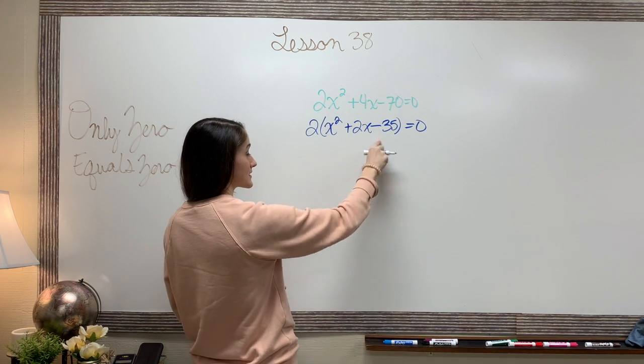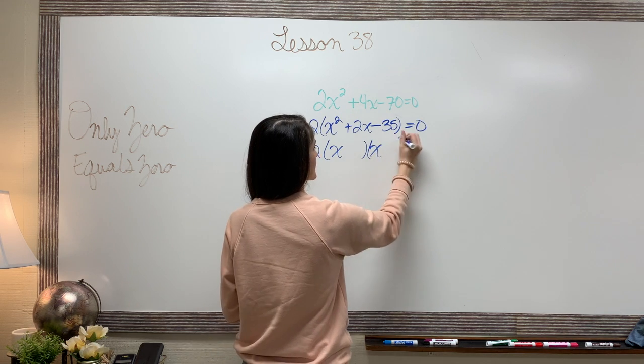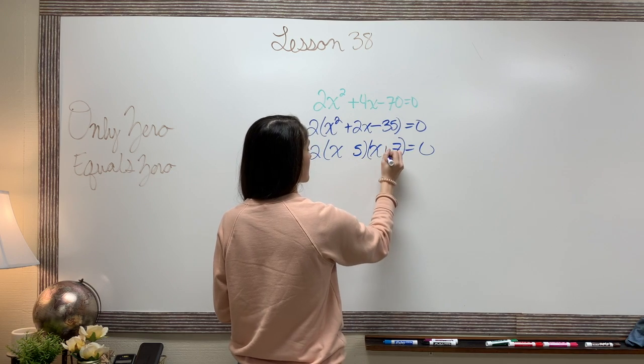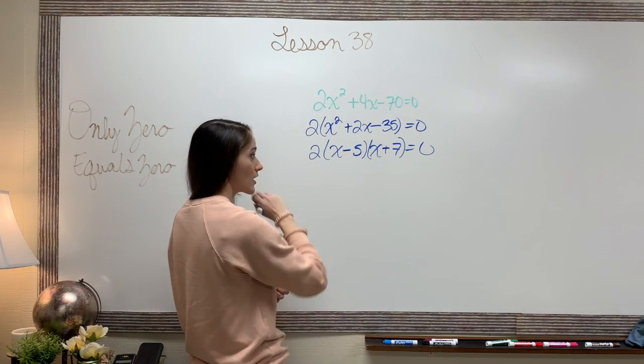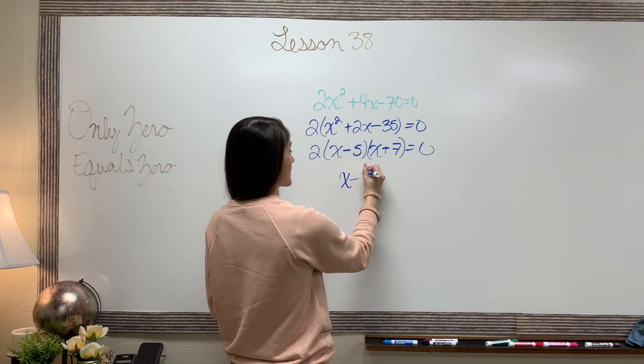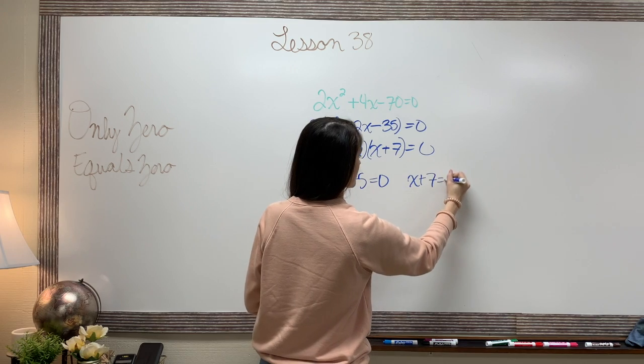Now we can set this into 2 binomials. So x and x. And then we have 5 and 7. 7's going to be positive, 5's going to be negative. Okay, so what they're wanting us to do is solve again. So we have x minus 5 equals 0, x plus 7 equals 0.